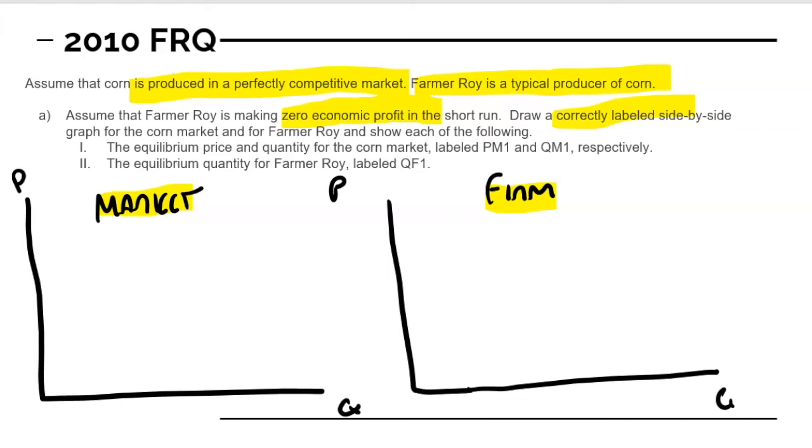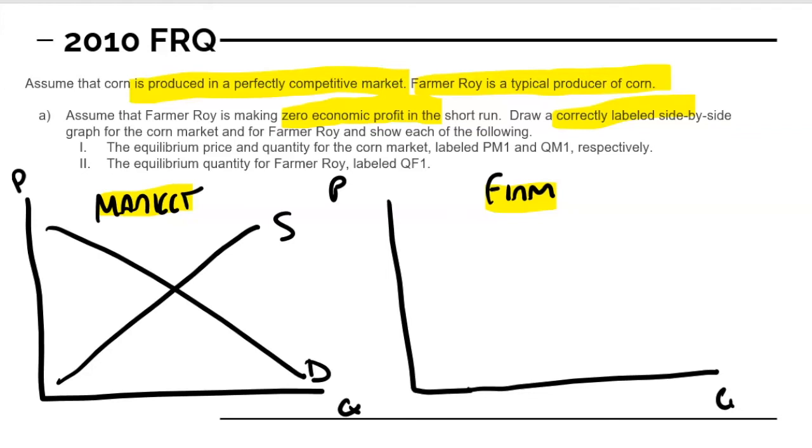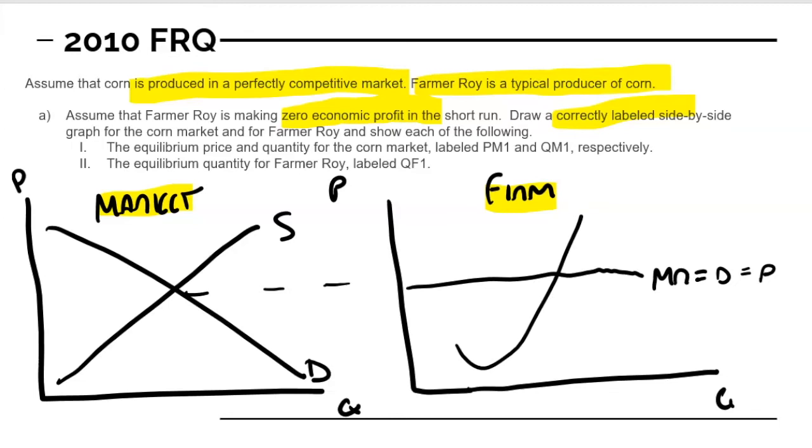So let's just look at the market. The market is just a simple supply and demand graph. That's all it is. And then here, right, where this equilibrium point is going to represent our marginal revenue, our demand, and our price, and also our average revenue. But if you just say MR equals D equals P, that should be good enough. We have our marginal cost curve, and then because we're producing at 0 economic profit, we're in long run equilibrium. And so that's why our ATC is going to intersect right here.